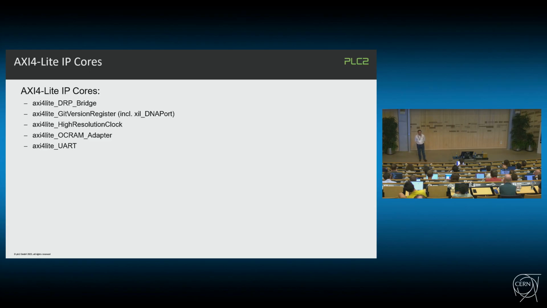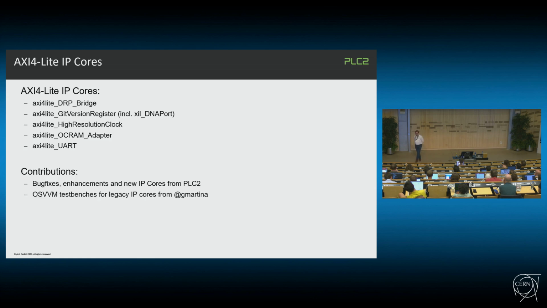We have a high-resolution clock, an adapter to the block RAM, which is called OCRAM adapter, and a UART. The specialty about the UART is we implemented the same interface as a Lite UART from AMD, so you can use it with the same software stack and PetaLinux. The advantage is our UART is supporting software and hardware flow control, which is quite nice to have.